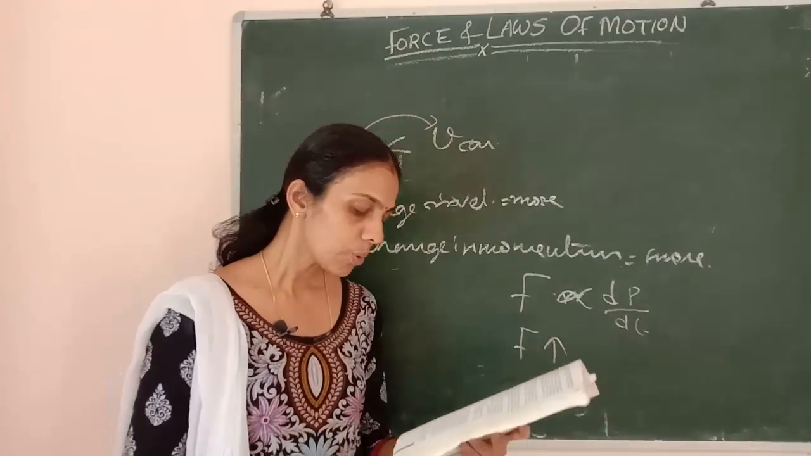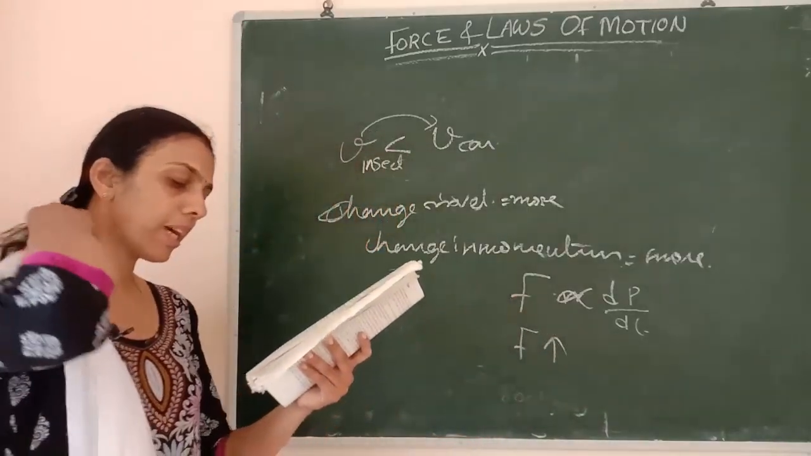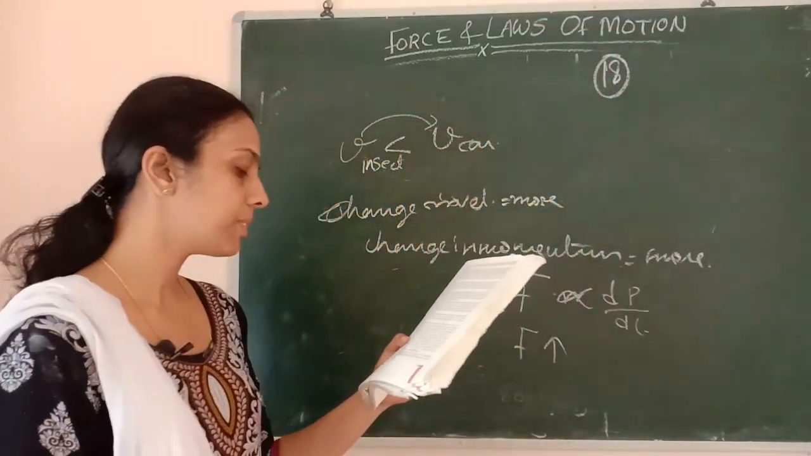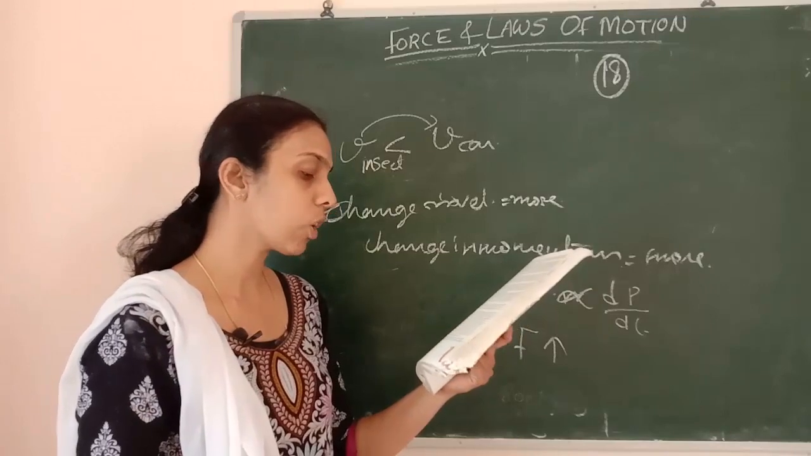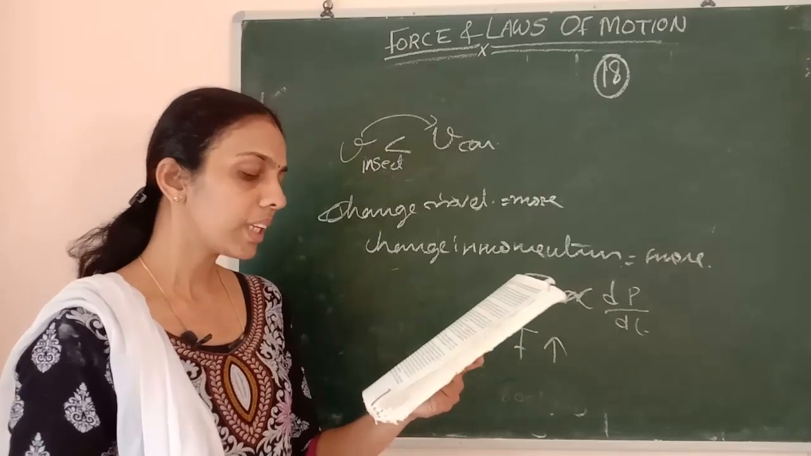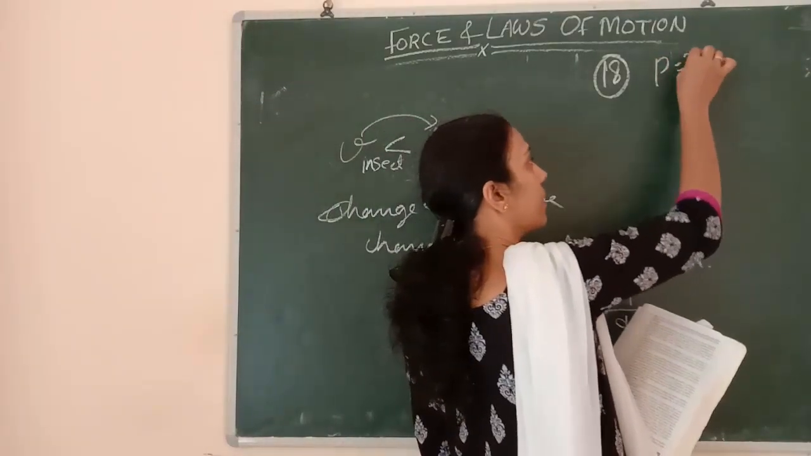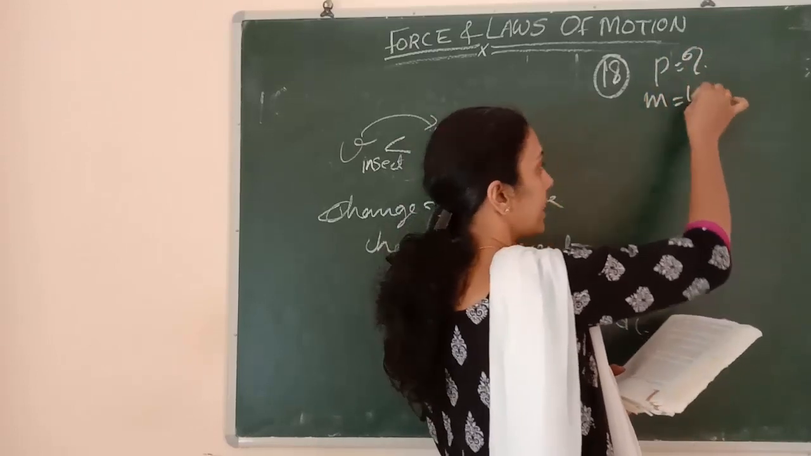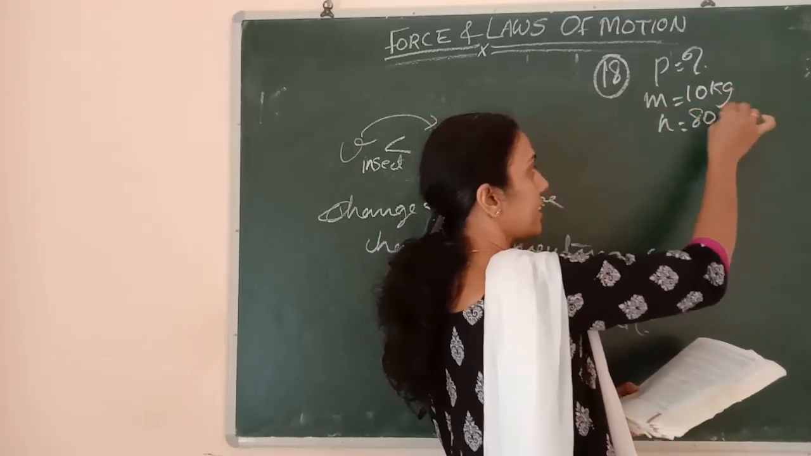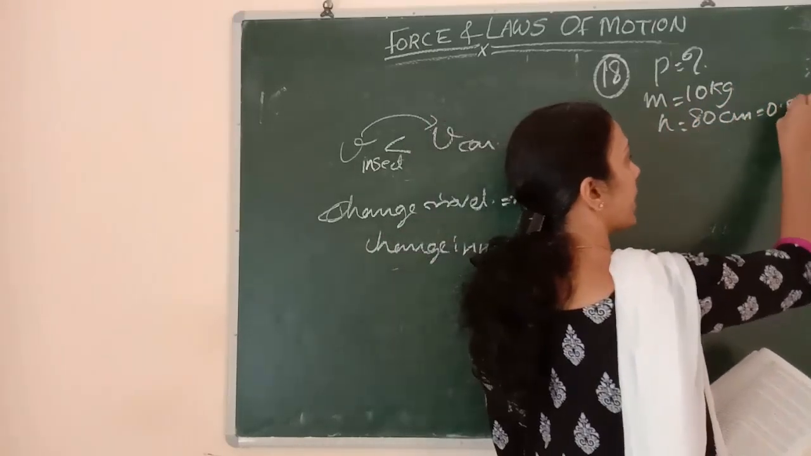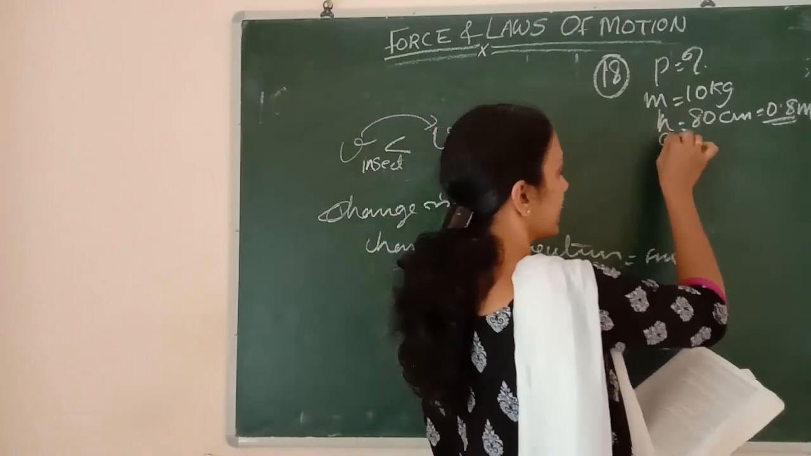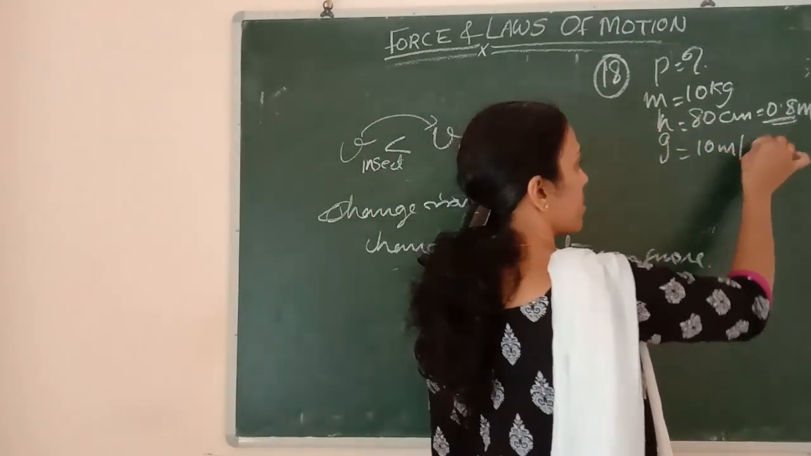Okay. So next is the 18th one: how much momentum will be transferred to the floor by a dumbbell of mass 10 kilogram if it falls from a height of 80 centimeter? Take the downward acceleration to be 10 meter per second square. So we need to find out the momentum. Mass is given as 10 kilogram. It's coming from a height of 80 centimeter. So centimeter to meter conversion, divided by 100, so it is 0.8 meter. Acceleration g equals 10 meter per second square.